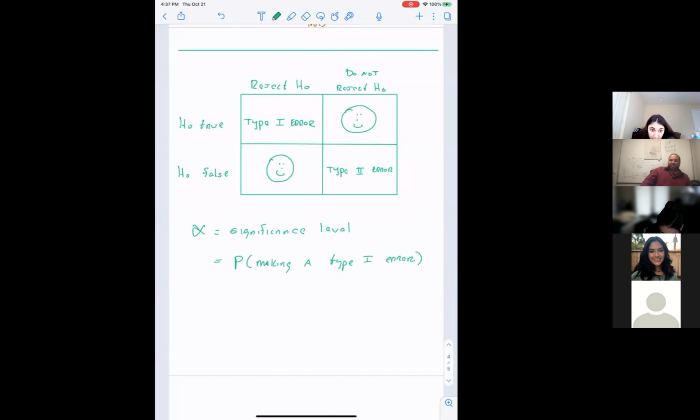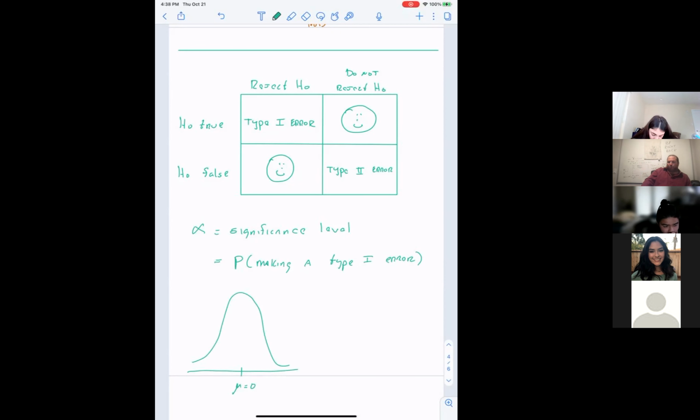That is what the significance level is. It's the probability of making a type 1 error. Why? Well, let's think about it. Here's my bell curve. Here's my assumed mean. Let's say 0, for example, if the null hypothesis is correct.